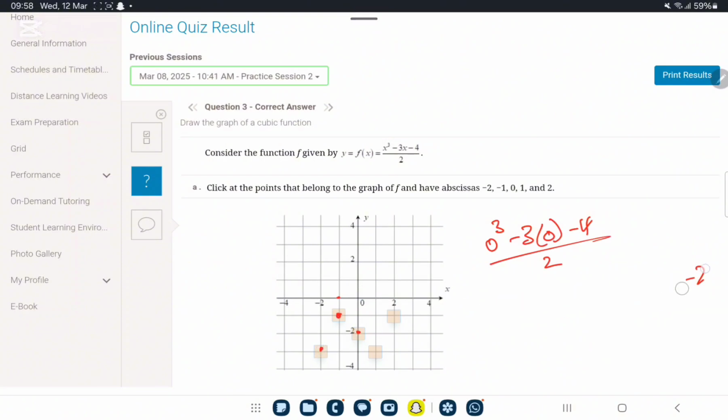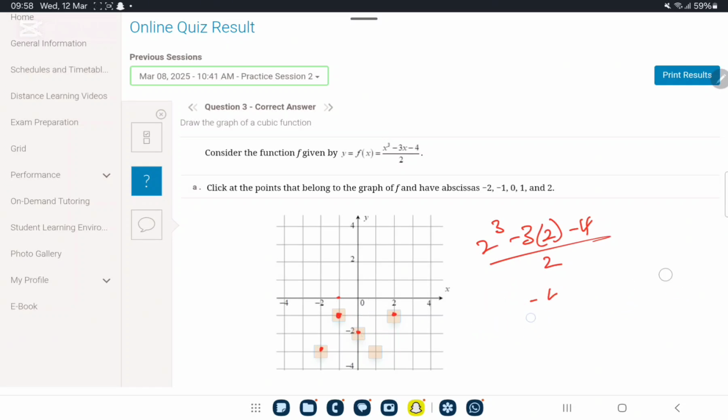Then you do 2. 2 cubed minus 3 times 2 minus 4. 2 cubed is 8, minus 3 times 2 is 6, minus 4, over 2. You simplify, 2 minus 4 is minus 2, over 2, you get minus 1. So 2, minus 1.